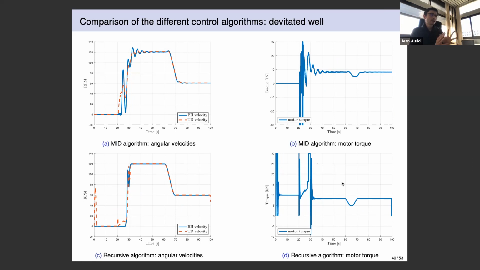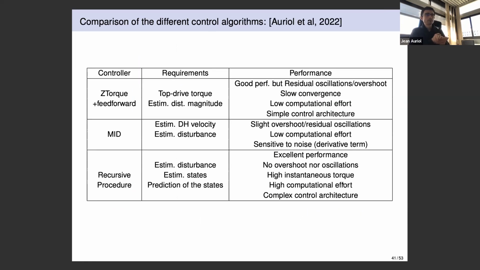So to summarize the advantages and the requirements of the different algorithms, the Z-torque plus feed-forward is really easy to implement because basically it's just Z-torque plus an additional component, but it does not require any additional measurements or huge computation. So it's a really low computational effort, a simple control architecture, and it presents good performance, except when you have really strong deviations.